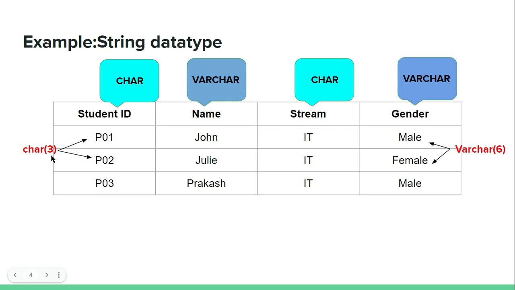Whereas in gender you can see there is a variable length of characters. In male there are 4 characters and in female there are 6 characters. So we have declared the data type as VARCHAR(6). Hope you understood how you can use the string data type and how we can declare it.